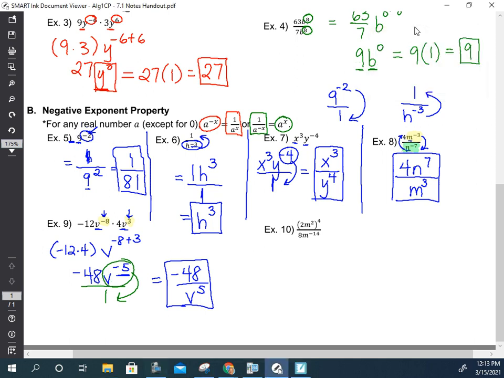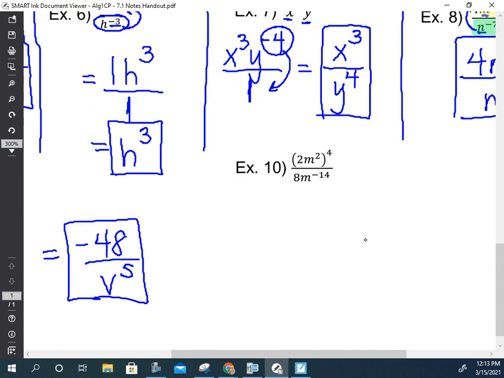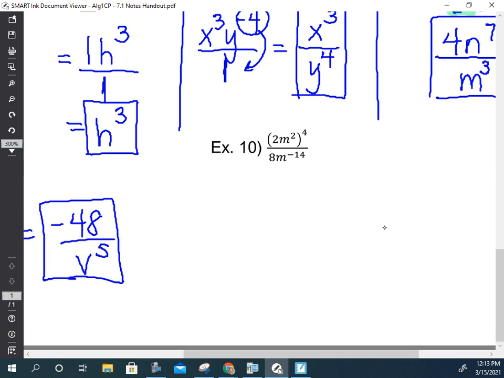All right, so finishing up with example 10, we have 2m squared raised to the 4th power over 8m raised to the negative 14th power. So, move this up a little bit just to give it a little bit more room. So, first thing you need to work with is the top part of this fraction. So the top part of the fraction, you have a parentheses. So that means you're going to be using your distributing properties.